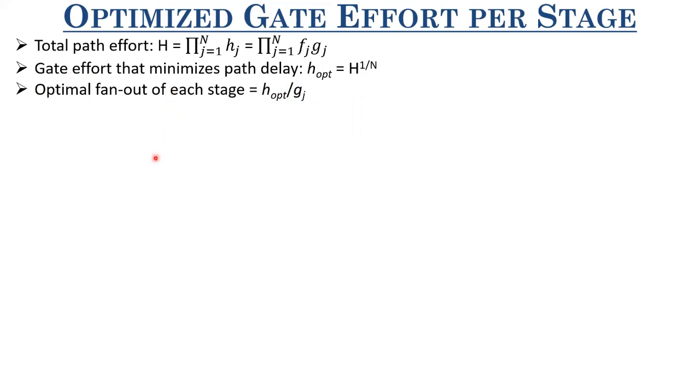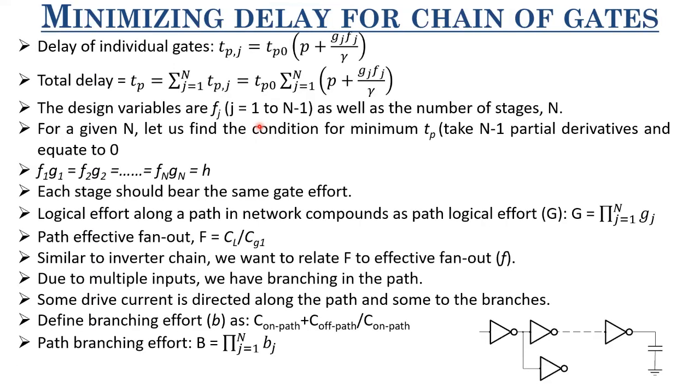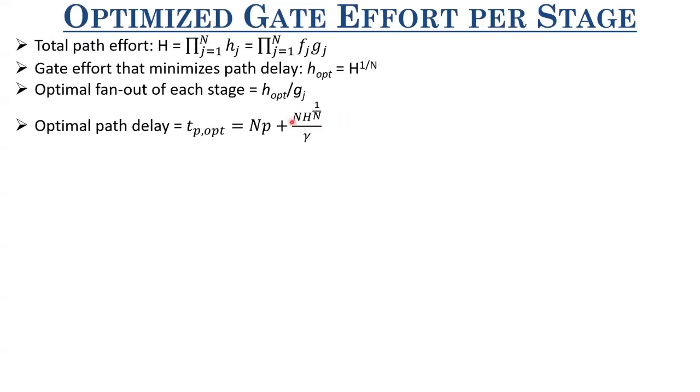And then how can you find out the optimal path delay? Optimal path delay is nothing but n times p. So here you see, it's the sum of all the delays of the individual stages. So it's n times p plus n times gj fj by gamma. Why n times this? Because this is constant for all, I mean, this has to remain the same for all the stages. Now gj fj is simply h, and h is what? H raised to power 1 by n. Hence the optimal delay is n times p plus n times the nth root of this capital H divided by gamma.